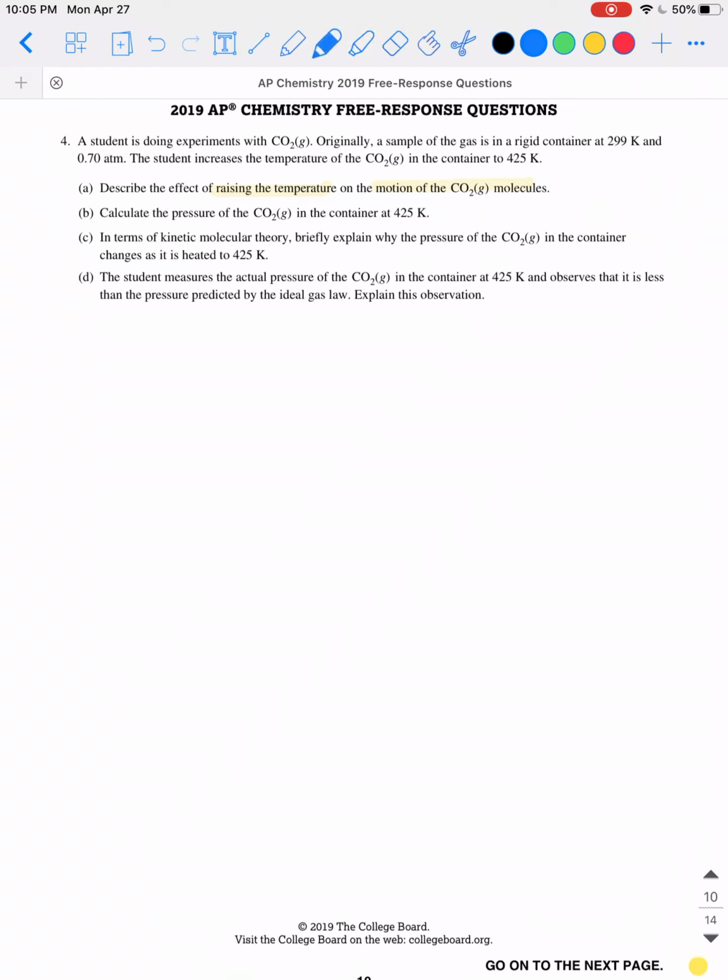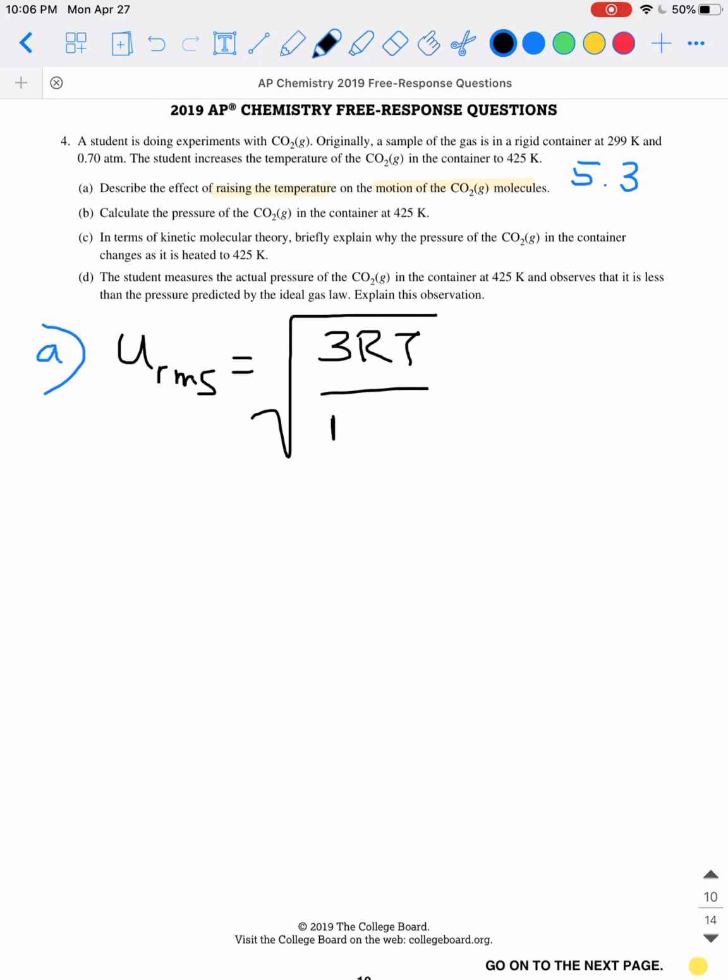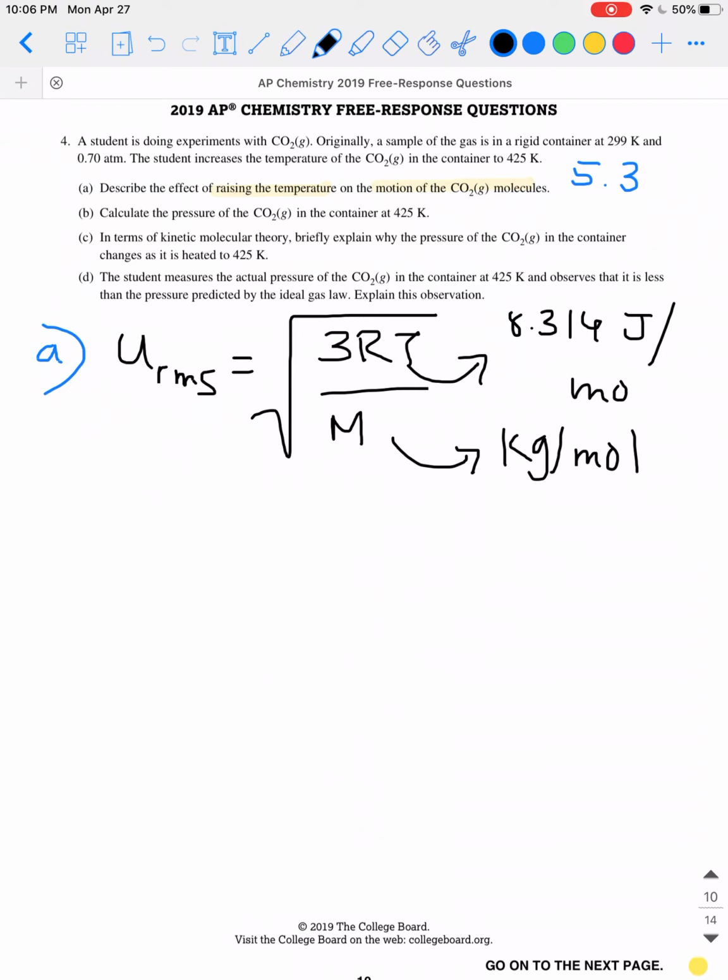So to answer this question, we could use the root mean square velocity formula, which we learned in 5.3. And the formula basically just measures the average speed of particles in a gas. So the formula is the root mean square velocity is equal to radical 3RT over the molar mass of the gas. Just as a side note, the molar mass has to be in kg over mole, and R is 8.314 joules per mole Kelvin.